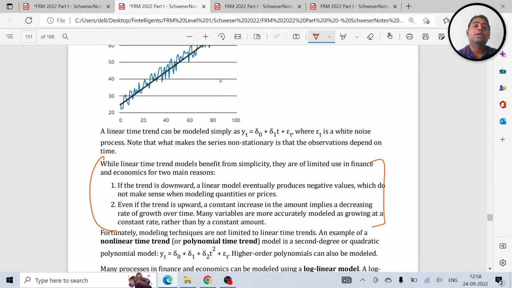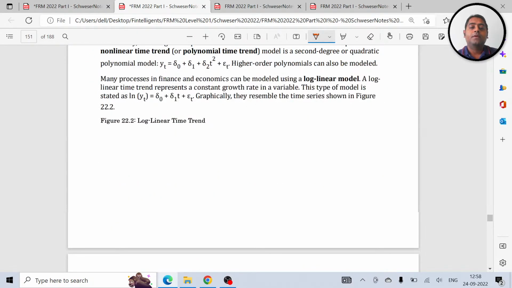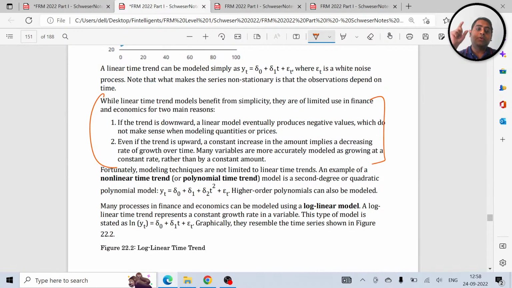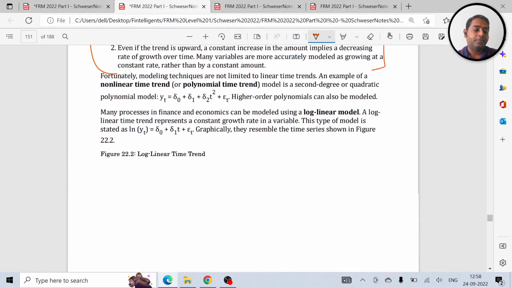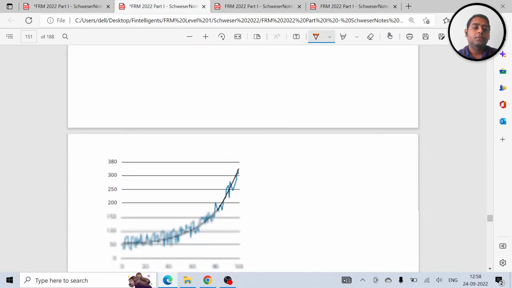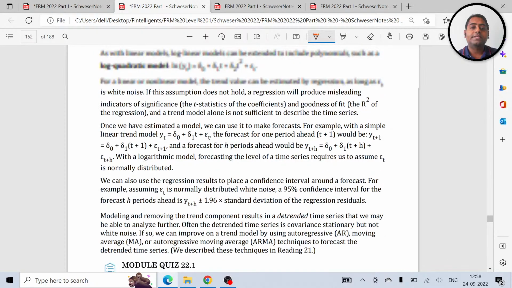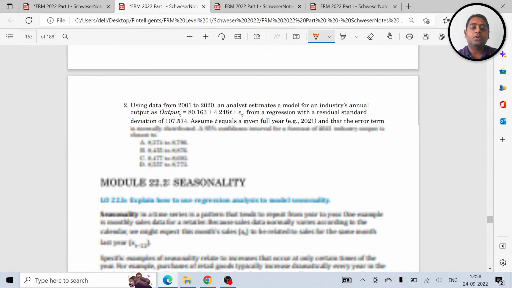Why don't we use linear time trend heavily? That part, that section. I'm just going back. In this paragraph, the 2 points are important, so please don't skip it. Moving towards more or less, it's a repeat, not so important.